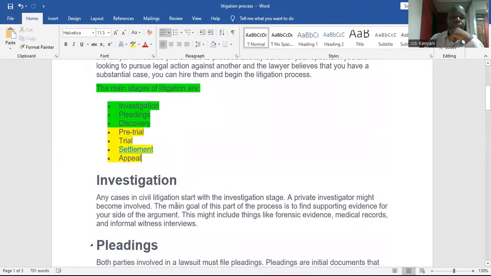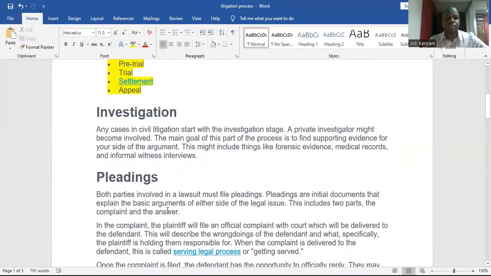So investigation. Any case in civil litigation starts with the investigation stage, and a private investigator might become involved. The main goal of this part of the process is to find supporting evidence for your side of the argument. This might include things like forensic evidence, medical records, or informal witness interviews.